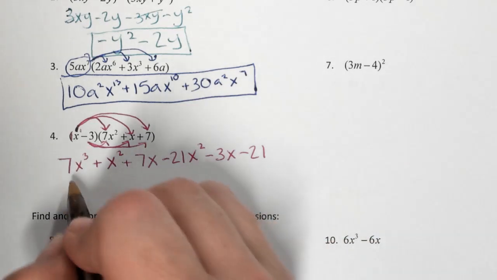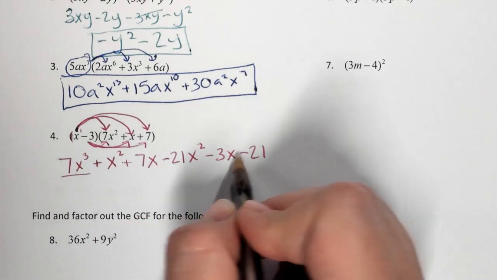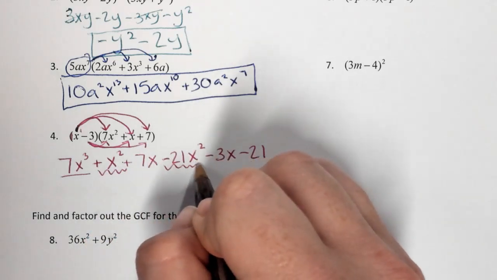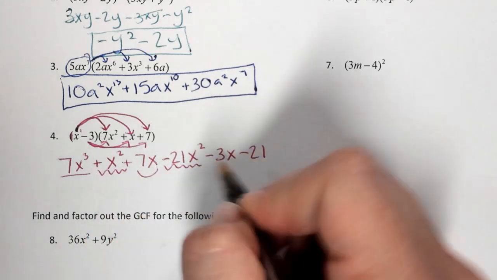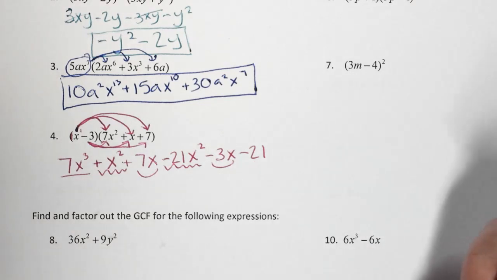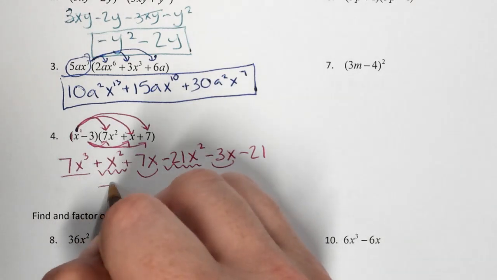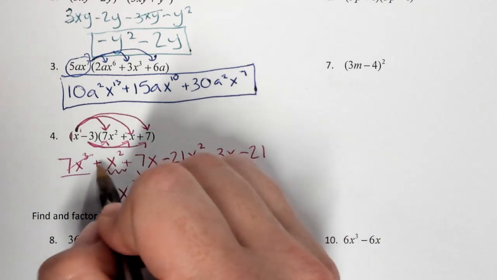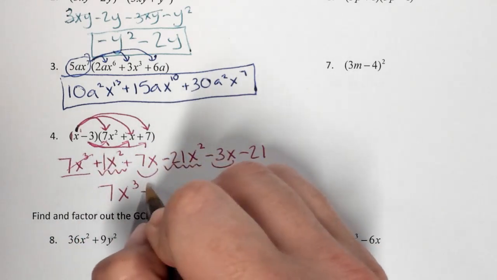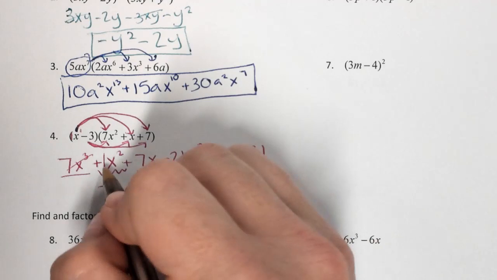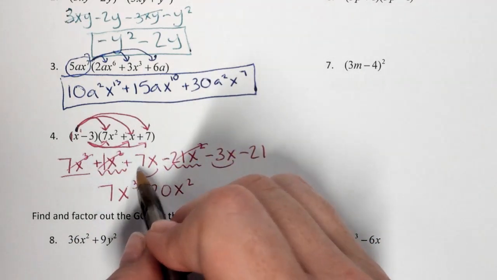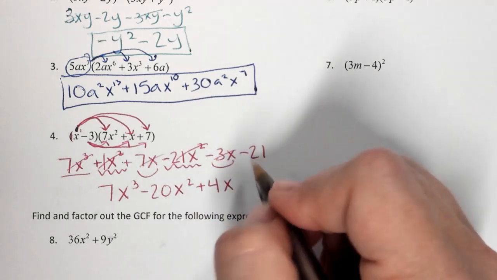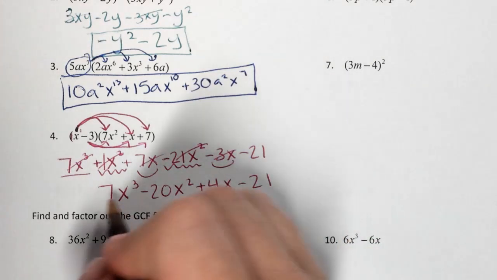So I have an x cubed, and I don't have any more x cubed, so then I have an x squared, and no more x squareds. Then I have an x, and this has nothing. So highest exponent first, 7x cubed, then squared. So this is technically 1 minus 21 is going to be negative 20x squared. And then 7 minus 3 is going to be positive 4x. And then negative 21 had no like term, so there's my answer.